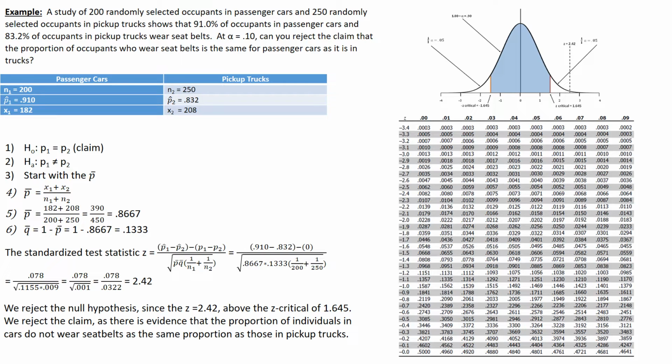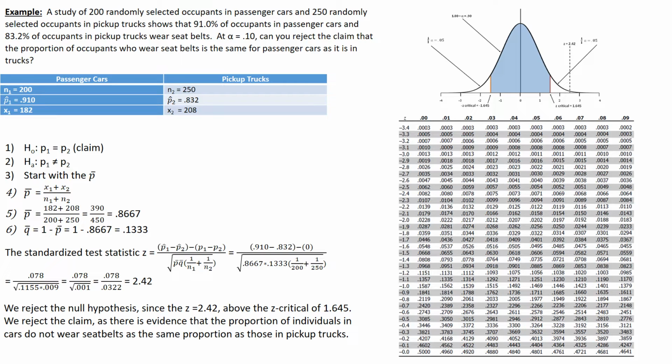So the claim is, are they the same? Same meaning equal, meaning it's two-tailed. So our null hypothesis is that the proportion p1, which is passenger cars, is the same as proportion p2. If it is two-tailed and the equality statement is on the null hypothesis, the alternate hypothesis is p1 is not equal to p2.